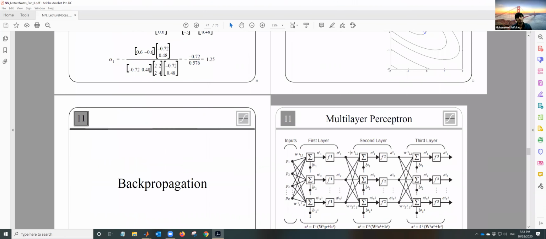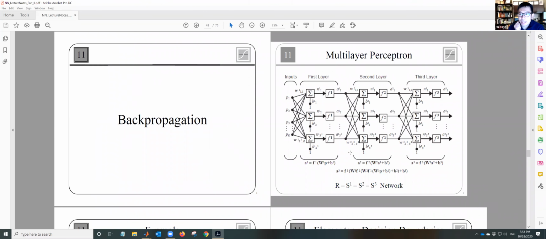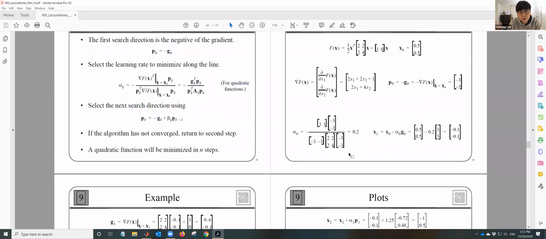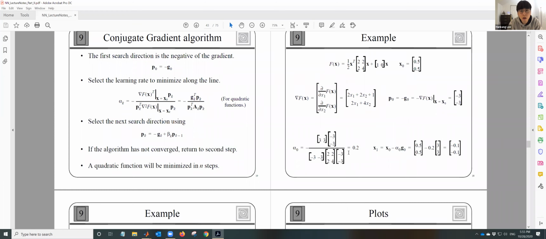Any other questions before we get into the back propagation? I have a question, Dr. Yang. Is the conjugate approach always better than gradient descent, or is it efficient only at some point? Conjugate gradient is the best. Conjugate gradient is still gradient. It's still a gradient search algorithm, but it's the best version of the gradient search.